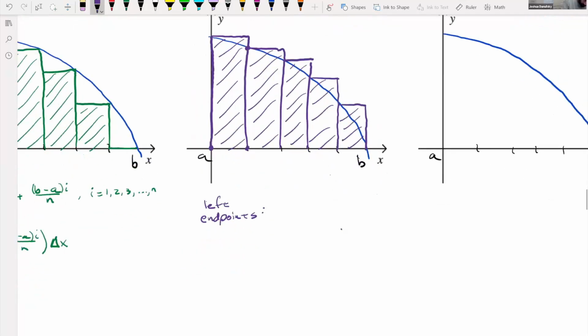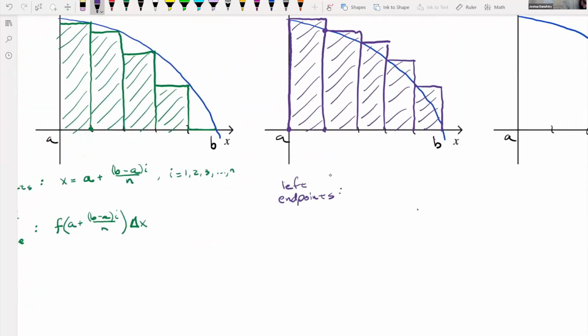And so to get a left endpoint, we're going to start with x. Now, we're going to need i in each case, because i is counting the rectangles. That's what i does. You can see that in green right over here, right? It's counting our rectangles. So i is going to go 1, 2, 3, 4, and so on and so forth. But again, we're going to start at a, but then we're going to add to that b minus a over n. That's it. That's delta x.